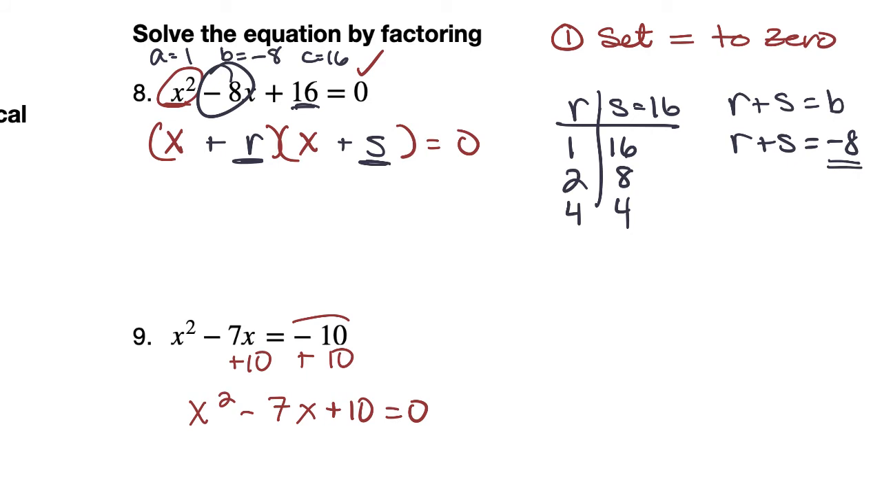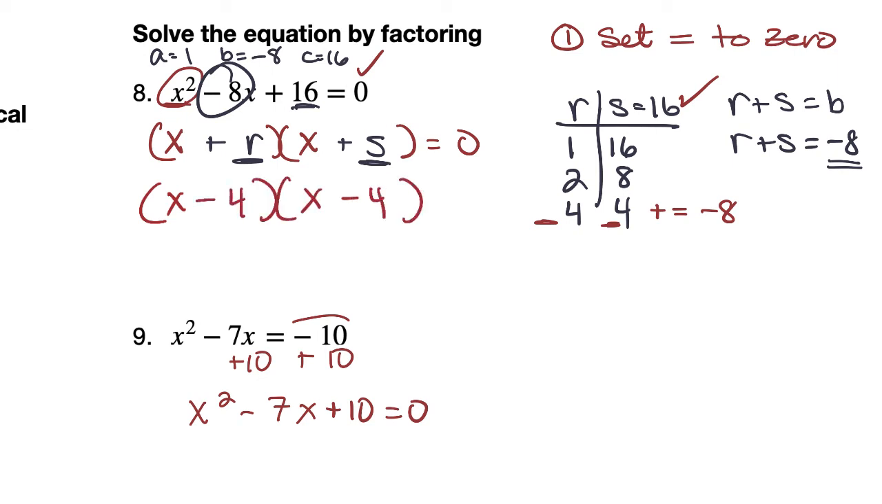Well, if they're going to add up to negative 8, at least one of these has to be negative. But because they multiply to a positive 16, it tells us they both have to be negative. So if these are negative 1 and negative 16, they don't add up to negative 8. The only way we get a negative 8 is if it's negative 4 and negative 4. They multiply to 16, and they add to negative 8. And so we now know what r is. It's negative 4, and s is negative 4. Do not forget to finish the problem.